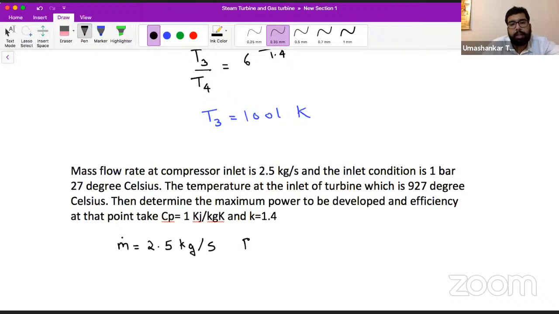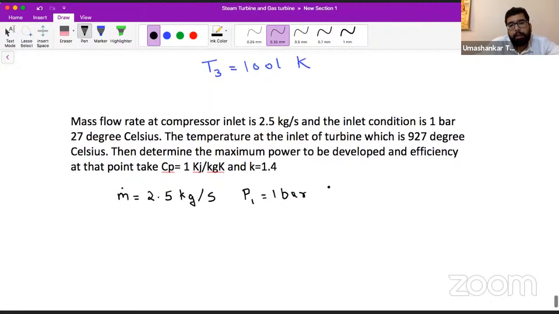Inlet condition, that is P1, is given as 1 bar. T1 is given as 27 degrees Celsius. The temperature at the inlet of the turbine is 927 degrees Celsius, so T3 is given to be 927 degrees Celsius. Then determine the maximum power and efficiency at that point.